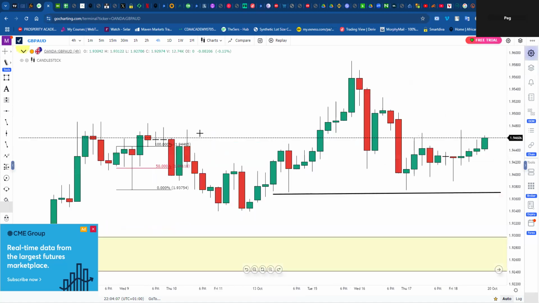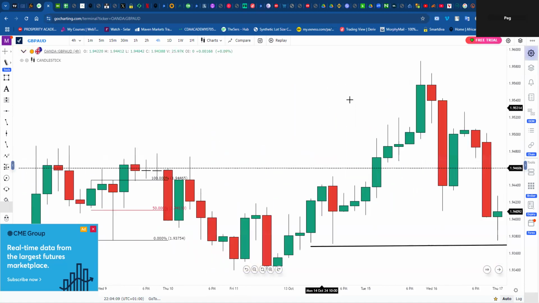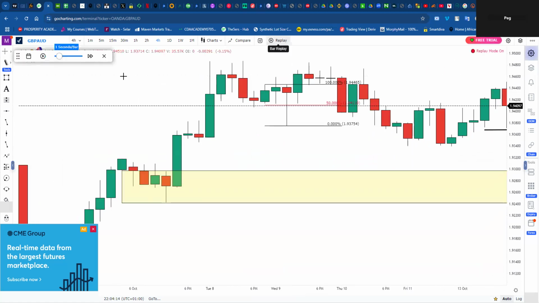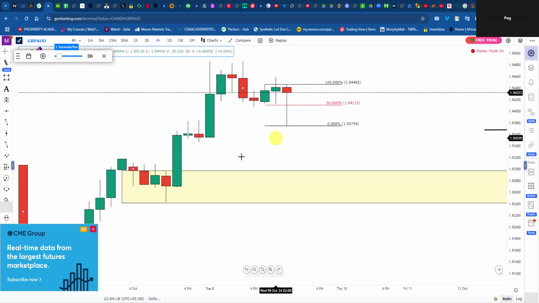Let me do something. Where's my replay tool? I'm going to take out everything before it so that you can see it clearly. You see the body of the candle? I have my fib. The body of the candle is at the top 50% of the range of the candle.